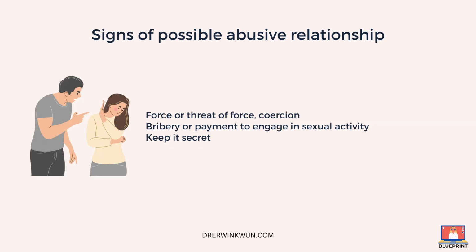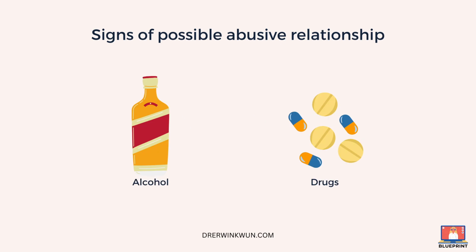The other thing to consider here is signs of whether the young person is being forced or being coerced to do things that they don't want to, or they're being bribed or paid to engage in sexual activity, or if they're being forced to keep it as a secret. So if somebody is being forced to do something, or doing something under duress, then it's not really consented. The next thing is to consider whether there's involvement of alcohol or drugs, because that's a sign of a possible abusive relationship. For example, if you've got somebody who is being given alcohol so that they can be influenced.